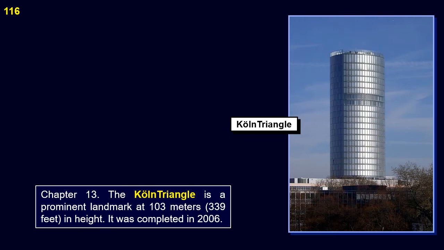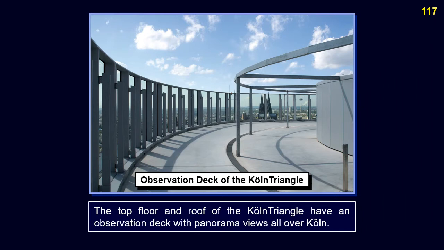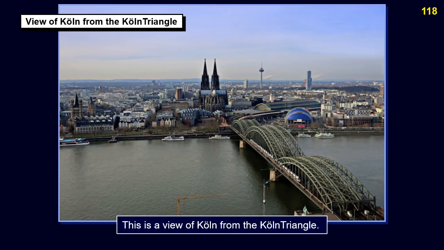The KölnTriangle is a prominent landmark at 103 meters, 339 feet, in height. It was completed in 2006. The top floor and roof of the KölnTriangle have an observation deck with panorama views all over Köln. This is a view of Köln from the KölnTriangle.